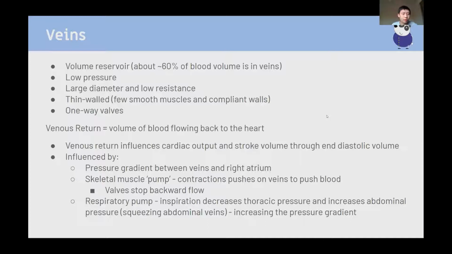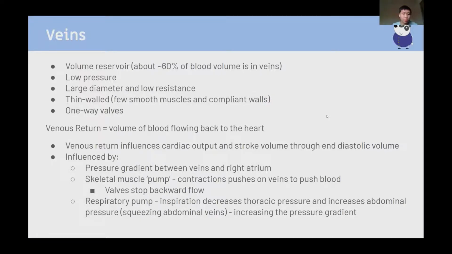Venous return refers to how much blood is flowing back to your heart, and there's a couple of factors here. So there is the pressure gradient between the veins and the right atrium. If you imagine the pressure gradient is large, then obviously you'll get more blood flow return to your right atrium. If the pressure gradient isn't very big, then you won't get as much return. There's also the skeletal muscle pump.